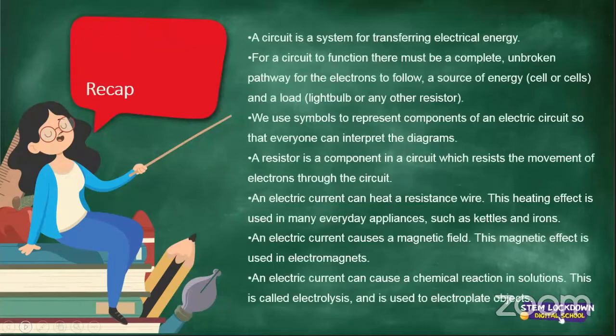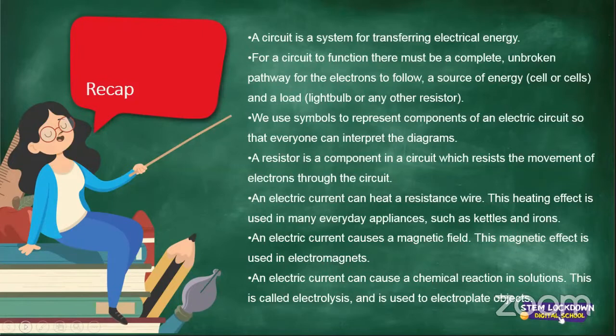We do a quick recap of what we did on Friday. A circuit is a system for transferring electrical energy. We learned that for a circuit to function, there must be a complete, unbroken pathway for the electrons to flow, a source of energy, which are the cells, and the load. The load is the light bulb and the resistor.